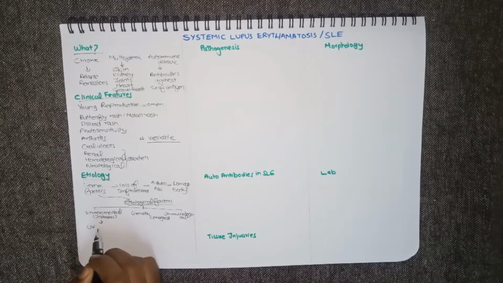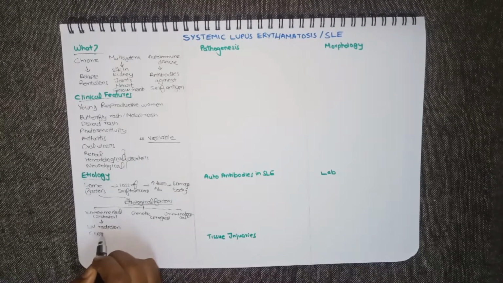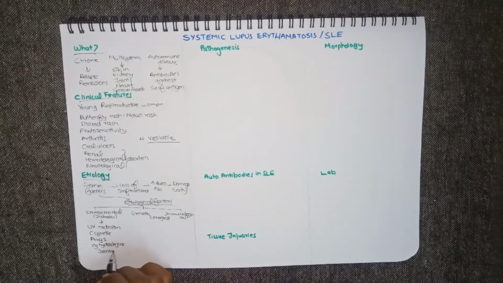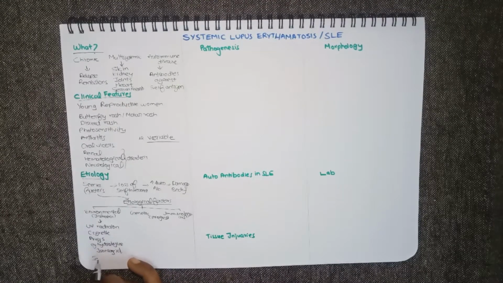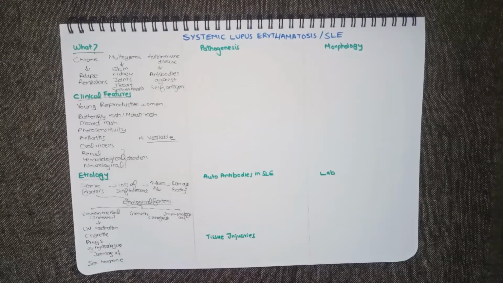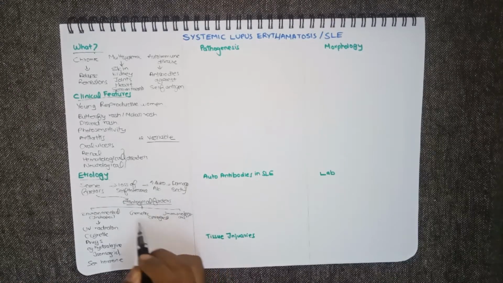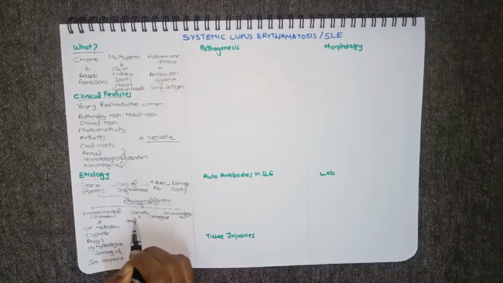Now, what are the environmental factors? They include UV radiation, cigarette smoking, drugs, for example hydralazine, which is a vasodilator, isoniazid, etc., and also the sex hormones. It is seen that women of reproductive age have more chance of this disease due to increased amount of estrogen.